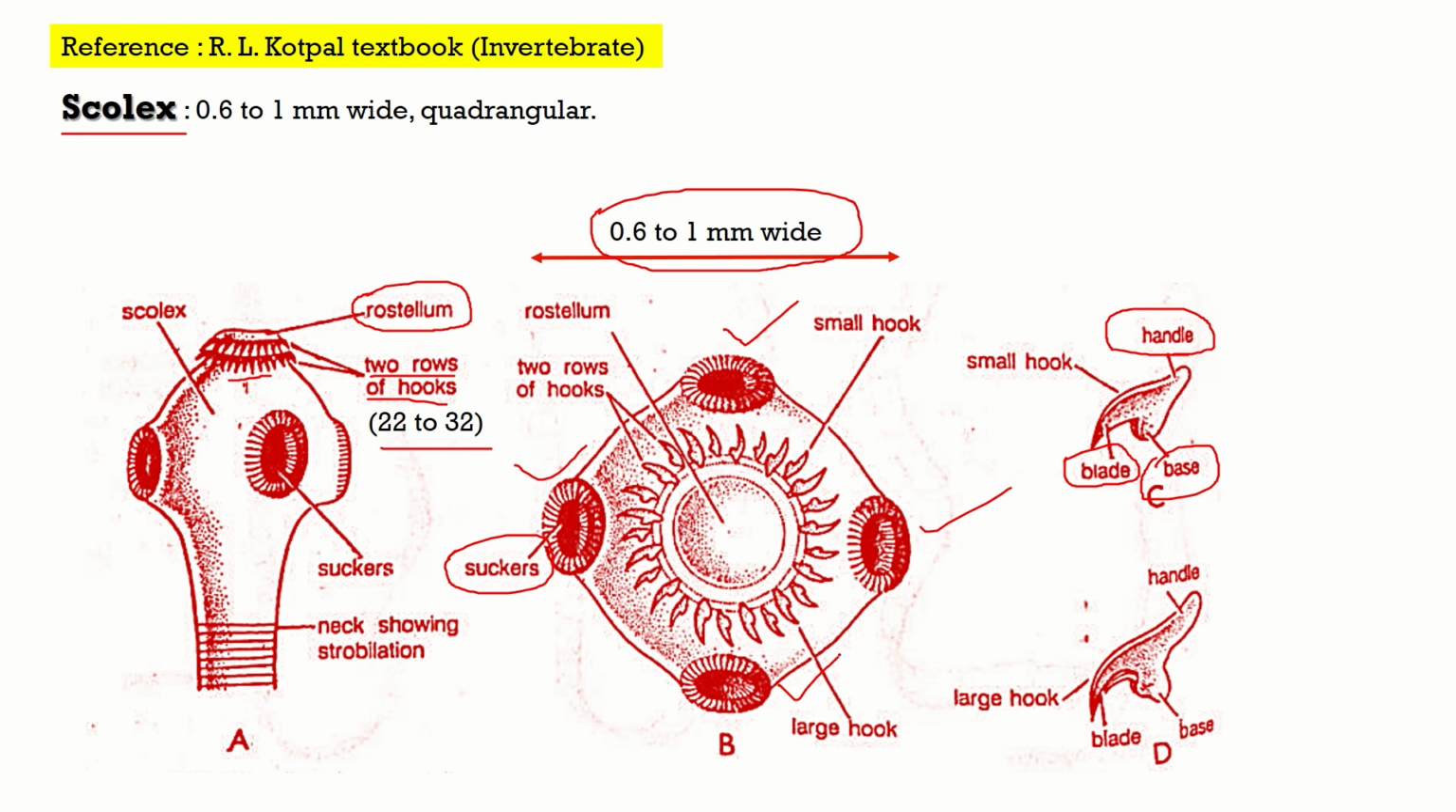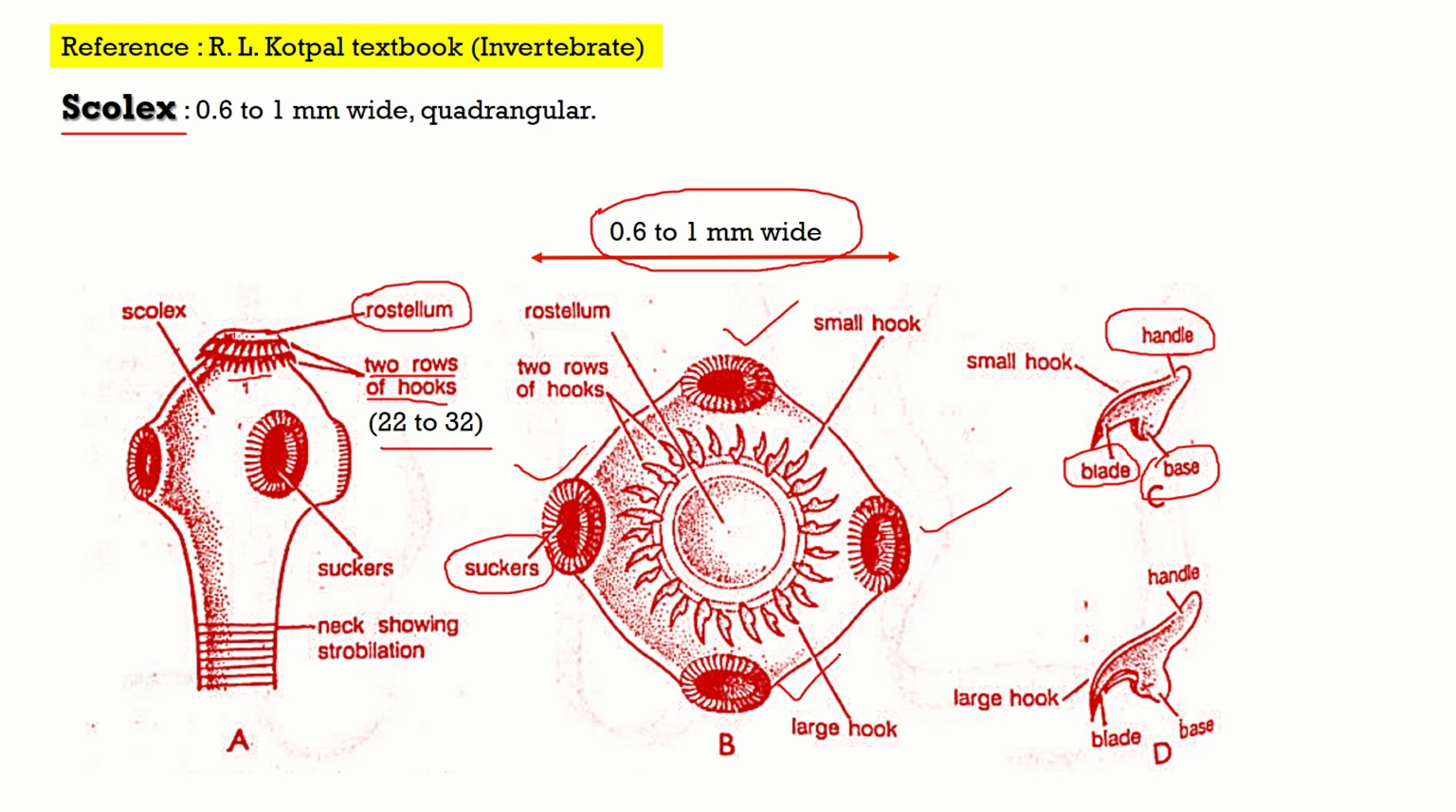The scolex, with the help of its hooks and suckers, lies buried in the host intestinal mucosa, providing a firm adhesion to the body against the action of peristaltic movement of the host intestine.